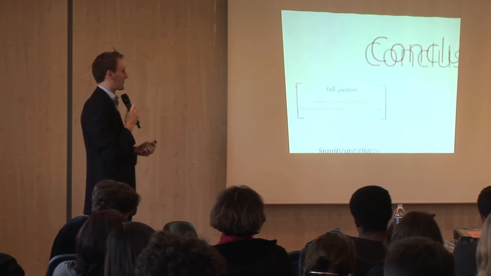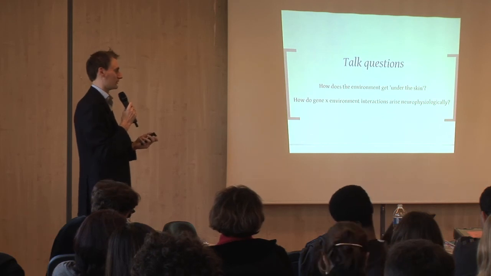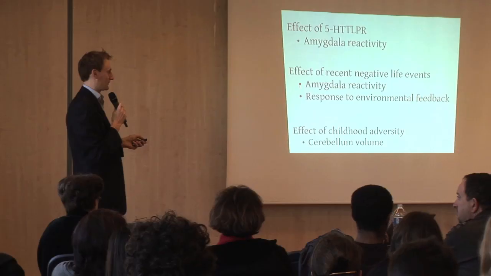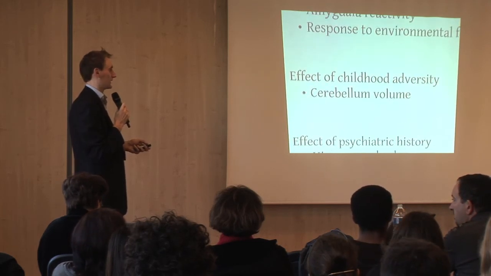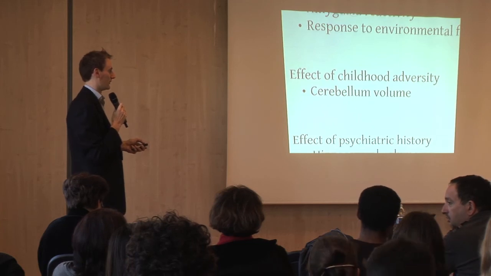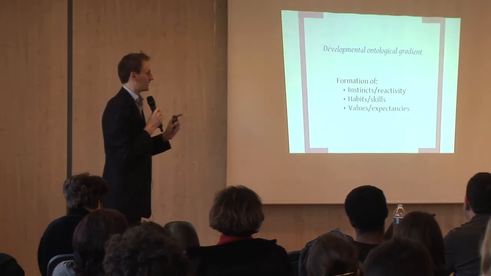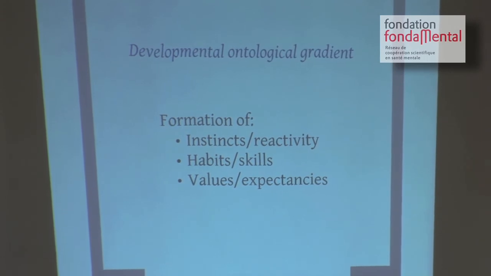Okay, so in conclusion, I've tried to understand how the environment gets under the skin and how gene-environment interactions arise neurophysiologically. We found significant effects of the serotonin transporter gene upon amygdala reactivity. We found a significant effect of recent negative life events upon both amygdala reactivity and the response to environmental feedback. We found an effect of childhood adversity upon cerebellum volume, and an effect of childhood history upon hippocampal volume. So without going into it too much, there may be a developmental critical time window when these effects occur.